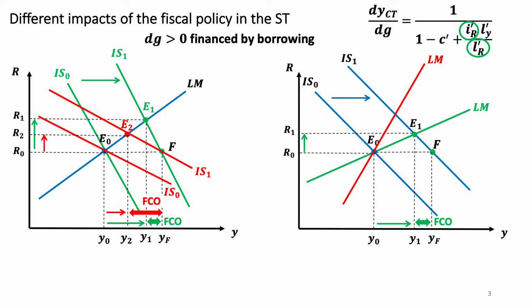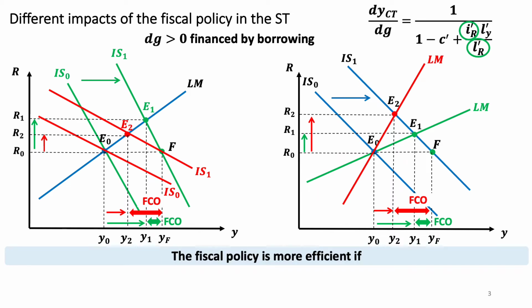Now, if we start from E0, but this time with a steep LM curve, in this case, we will need a much stronger increase in the interest rate to decrease the money demand for speculative motives and come back to the equilibrium on the money market. Therefore, the interest rate increases a lot from R0 to R2, and the impact on the level of investment, the crowding out effect, is stronger. So the less LM is steep, the more efficient the fiscal policy.